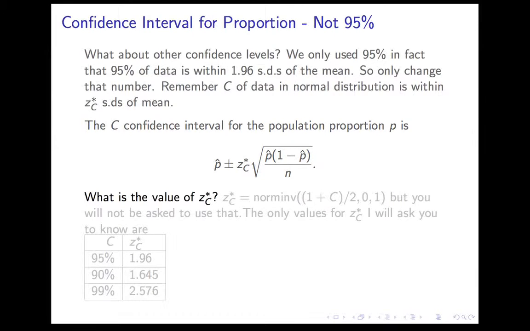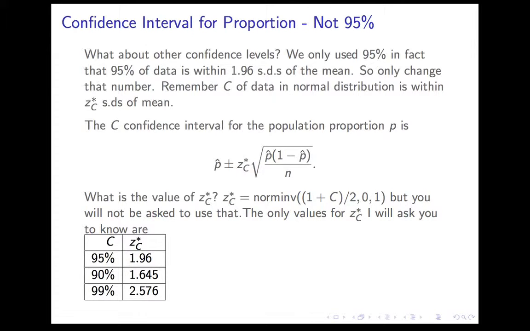How do you find z star c? Well, I gave you a formula that involved norm inverse. It's slightly complicated. That will always work, but I'm not going to hold you responsible for that. All I'll ever do for confidence intervals for a proportion is give you one of 3 confidence levels. So you just need to know the z star for those 3. And they are 95%, whose z star is 1.96, 90%, whose z star is 1.645, and 99%, whose z star is 2.576. You will find we do 95% often enough, you'll remember 1.96, and that will be a really good thing to remember. The other 2 you should have written down.